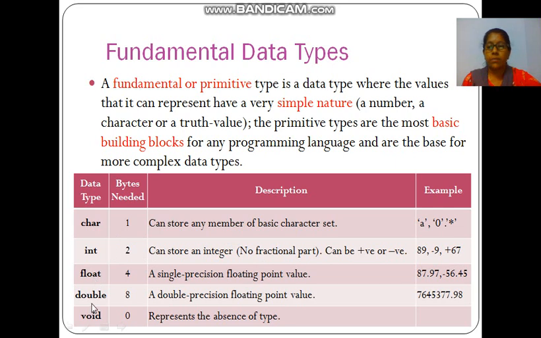Now, float and double are both used for storing decimal point numbers, that means numbers with decimal points, floating point numbers. The difference is that float is single precision and double is double precision. That means you can store double the capacity of float in double. Float needs 4 bytes, but double needs 8 bytes. Look at the example, numbers with decimal points, 87.7, negative 56.45, like that you can store. Big numbers can be stored in double.